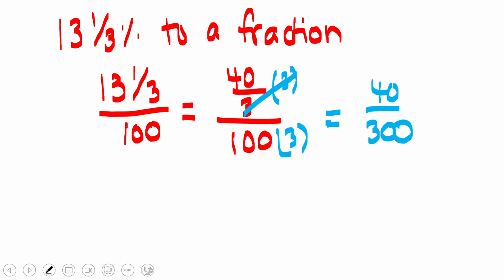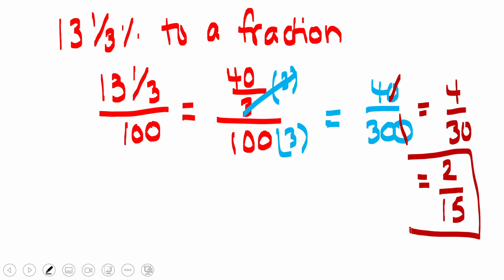Okay, so if that is true, then right away we can divide by 10. And if that's true, then we have 4/30. We can reduce that. 2 will go into 4 twice. 2 will go into 30 15 times. So however that works to reduce the fraction.